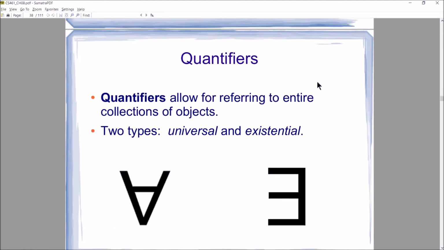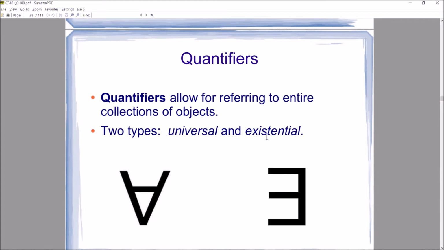So let's talk about quantifiers, and quantifiers are where it really pays off for us. Quantifiers allow us to talk about entire collections of objects, so we can write one sentence that refers to whole collections. Remember how nice it would have been if we could have said, if a square has a breeze in it, then there's a pit nearby, as one sentence rather than a sentence for every single square. Quantifiers help us do that.